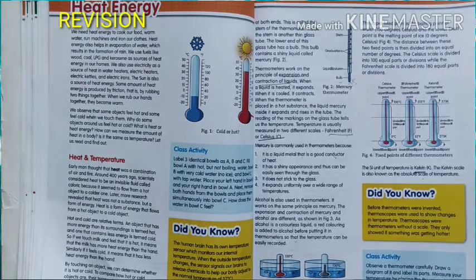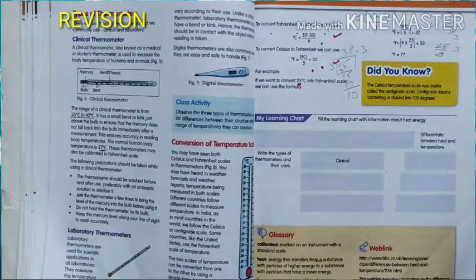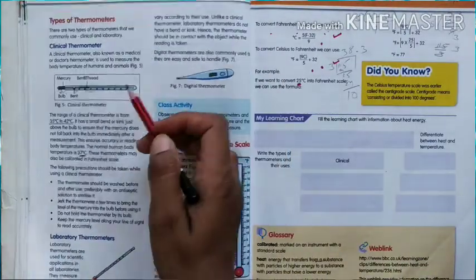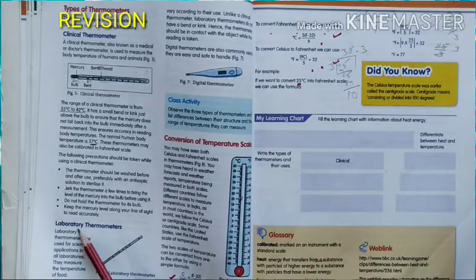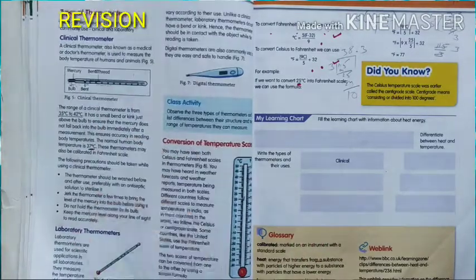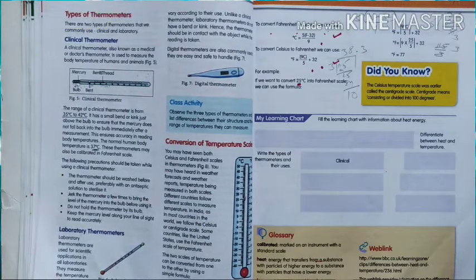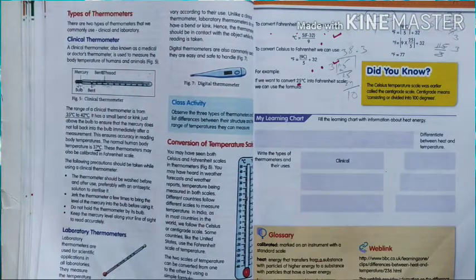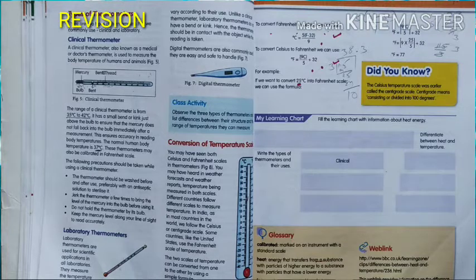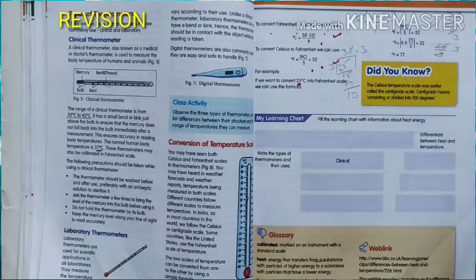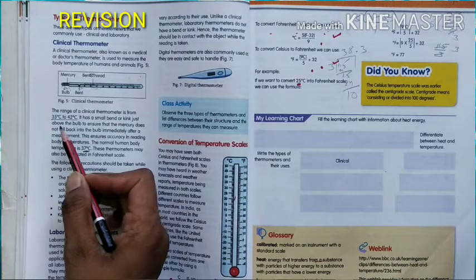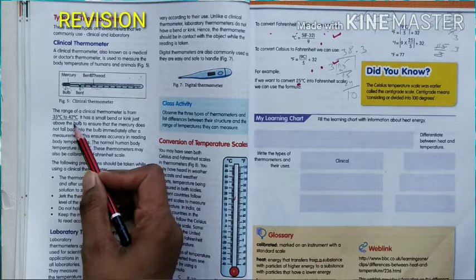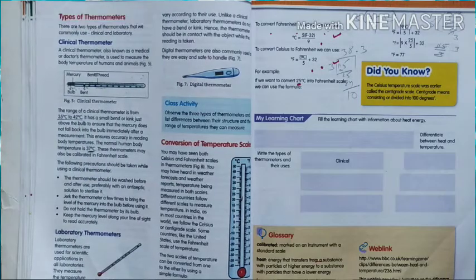Now we discuss different types of thermometers. There are three types of thermometer: clinical thermometer, digital thermometer, and laboratory thermometer. A clinical thermometer is used in medicine, and is also called a doctor thermometer. It is used to measure the body temperature of humans as well as animals. The range of a clinical thermometer is from 35 degrees Celsius to 42 degrees Celsius. It has a small bend or kink.